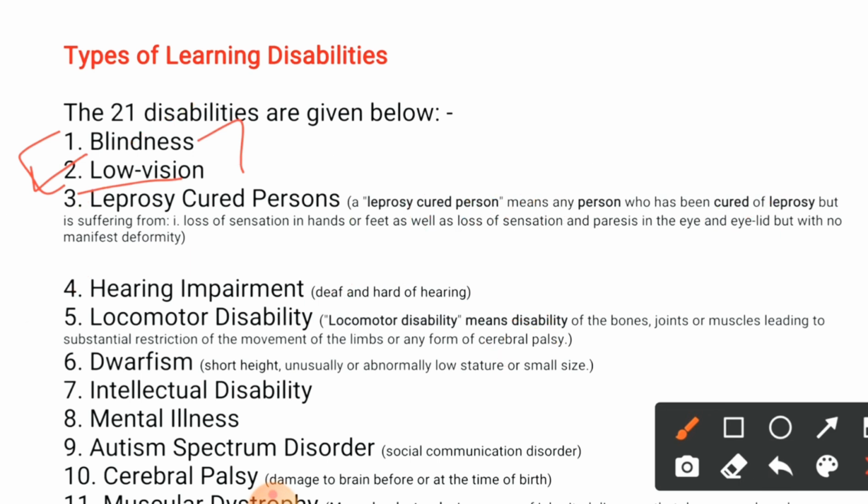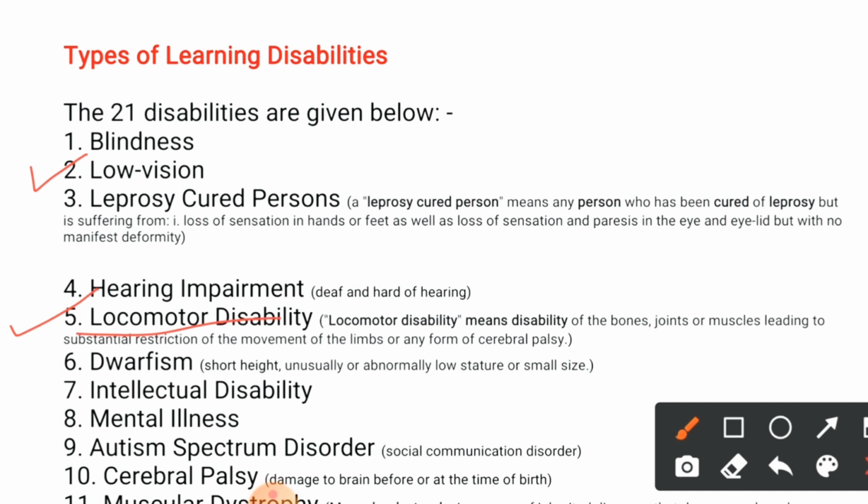The next one is known as locomotor disability. What is locomotor disability? It means disability of the bones, joints or muscles leading to substantial restriction of movement of the limbs, or any form of cerebral palsy. If I put it in layman's language, since this has become bookish, in this kind of disorder a child's ligaments or body parts don't work properly.